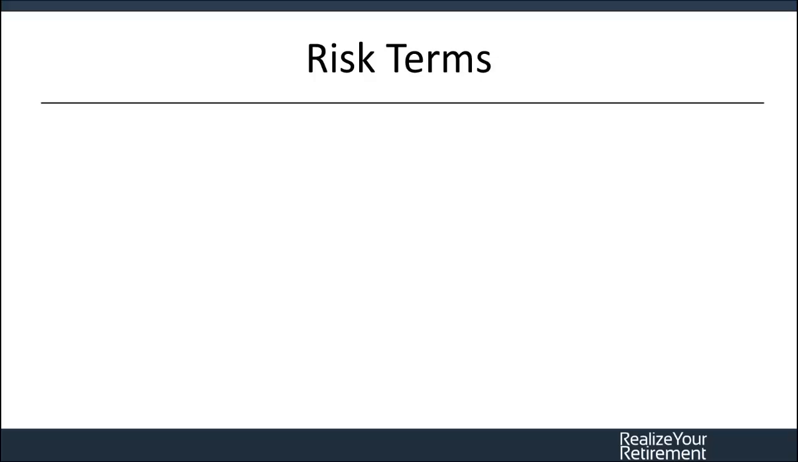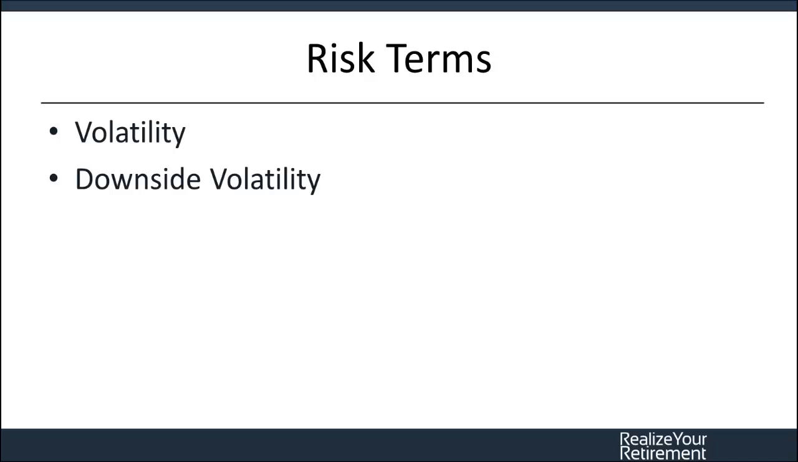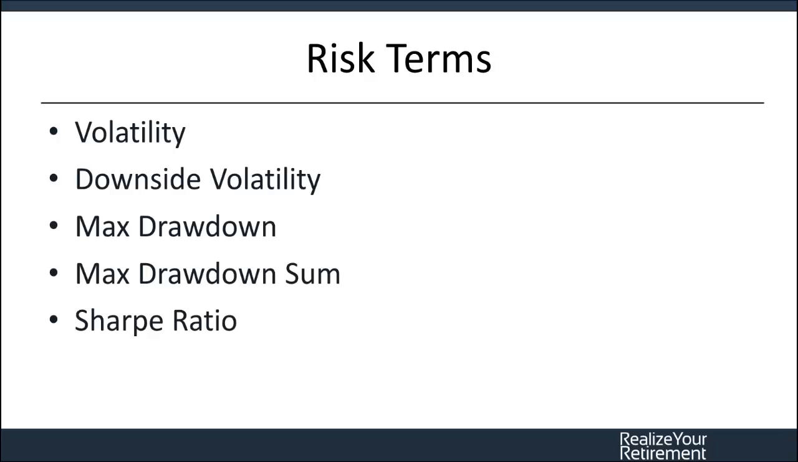There are numerous ways to measure risk, but today I'm going to focus on the 6 most important measures that you ought to know. These are volatility, downside volatility, max drawdown, the Sharpe Ratio, and the Sortino Ratio. I'll explain and provide an example for each of these in turn.